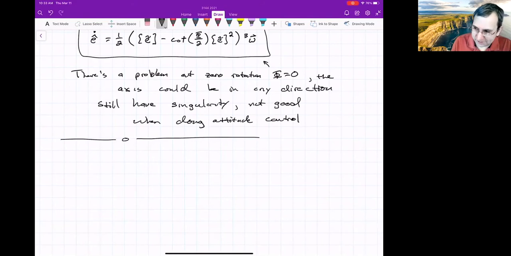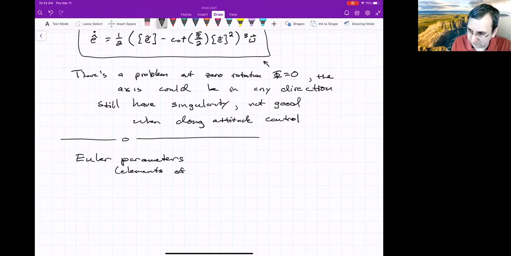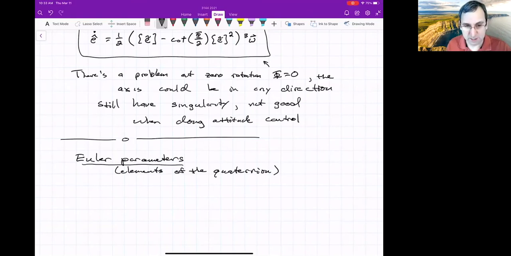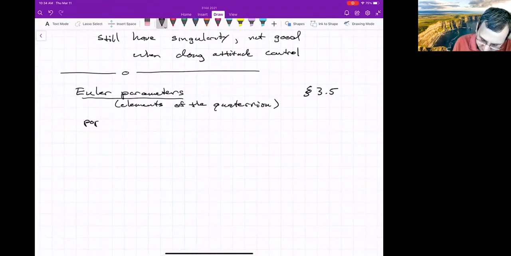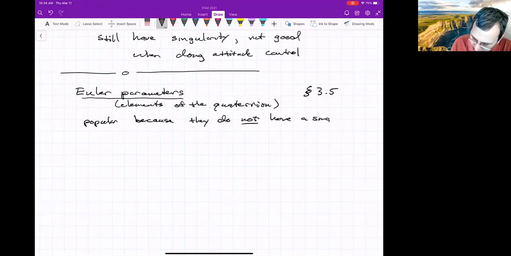These are the Euler parameters. Euler's name is just getting thrown around like everything. The Euler parameters, which are the elements of the quaternion. We might say we're talking about quaternions, but we'll use the terminology of the book. The Euler parameters are the individual elements of this thing, and this is in section 3.5. They're popular because they do not have a singularity, meaning you could describe any orientation with them.